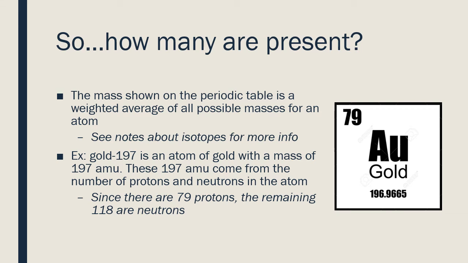So usually, for the individual atom or isotope that we are dealing with, we will have to specify its mass when we say its name. For example, gold-197 is an atom of gold that has a mass of 197 AMUs. This means, with what we've already discussed, that the 197 AMUs comes from the number of protons and neutrons in the atom. So the total from both of them added together will equal 197. Since we already know that there are 79 protons, that means the remaining mass must come from the neutrons. So therefore, there must be 118 neutrons in an atom of gold-197.